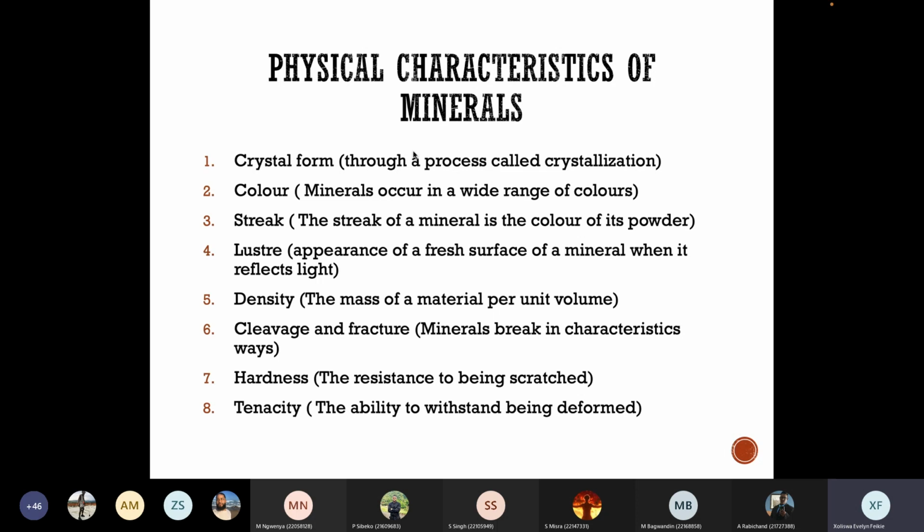They also look at the color, right? So the minerals, different minerals, when they harden or when a certain rock is formed from a mineral, maybe some of them are dark or maybe some of them are lighter in color. What does that mean, right? And then there's also something that we call a streak. They say a streak of a mineral is the color of its powder, right?